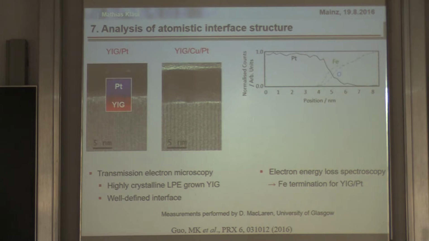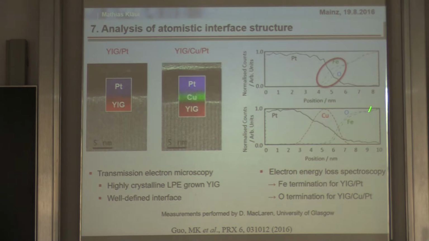And what they can do is a so-called electron energy loss spectroscopy. So what they can do is they can measure the elemental distribution, the platinum, the iron, and the oxygen, at the interface. And they see that at the interface here, the YIG has primarily iron. So there's more iron at the interface than oxygen. Okay, can be. Now let's compare to the YIG copper platinum. And we see here now in the YIG copper platinum that now at the interface we got more oxygen.